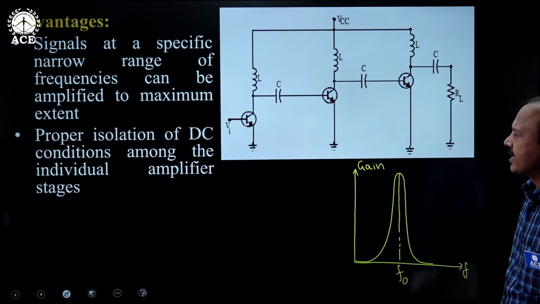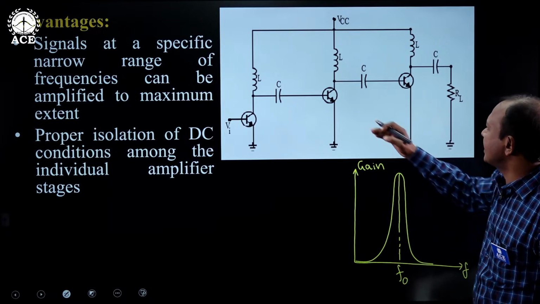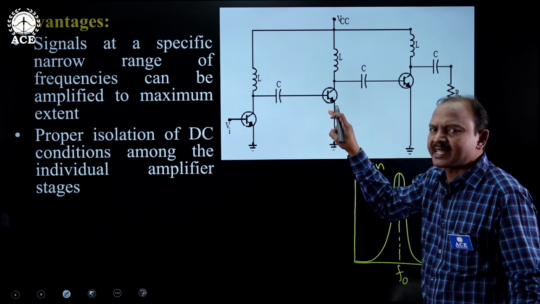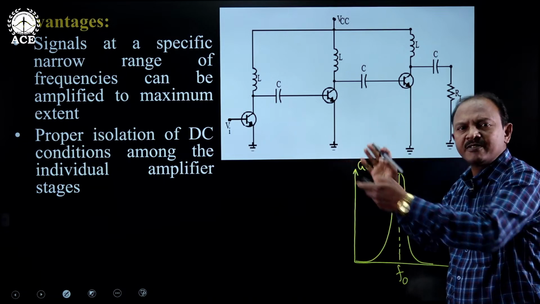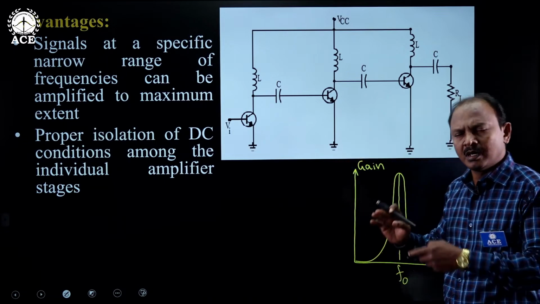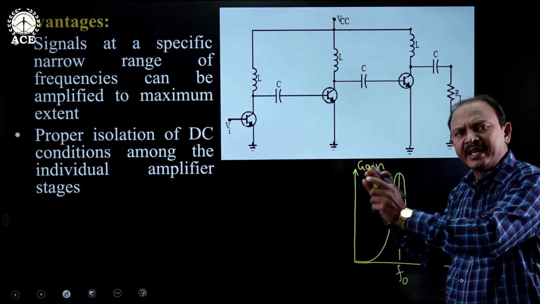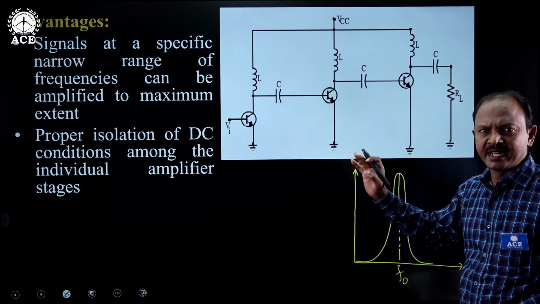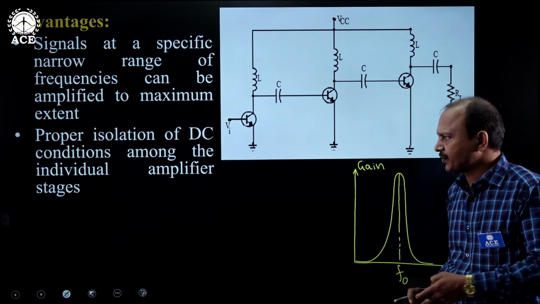The second advantage of this circuit is, of course, proper isolation of DC conditions among individual stages. Understandable, as there is a coupling capacitor available between the first stage and second stage, between the second stage and third stage, and so on. Proper isolation of DC conditions is possible. All the individual DC conditions of individual amplifiers can be properly maintained separately, without any mixing of DC conditions from stage 1 to stage 2 or stage 2 to stage 3 and so on.